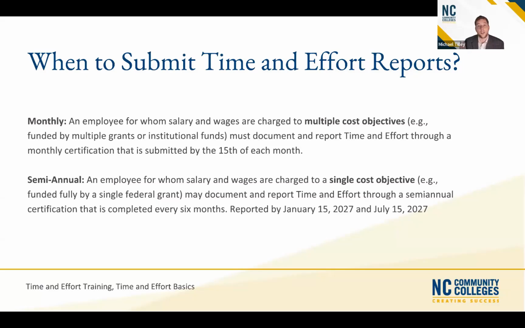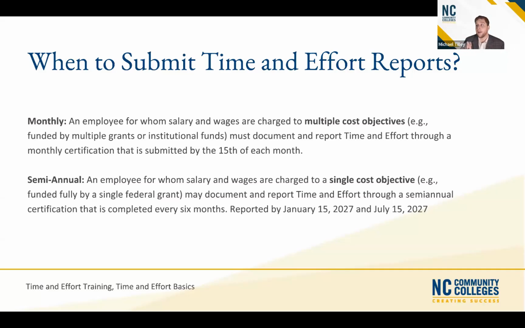That needs to be submitted for the July to December time period by January 15th, and for the January through June time period by July 15th. So if you are charging 100% of your time to a single cost objective, that could be a Perkins Leadership Grant, that could be a Perkins Basic Allocation Grant, it could be 231 for that WIOA Title II, it could be 225 or 243, but not a combination of any of those. It has to be a single federal grant in which 100% of your time is charged. That's when you'll submit a semi-annual submission.